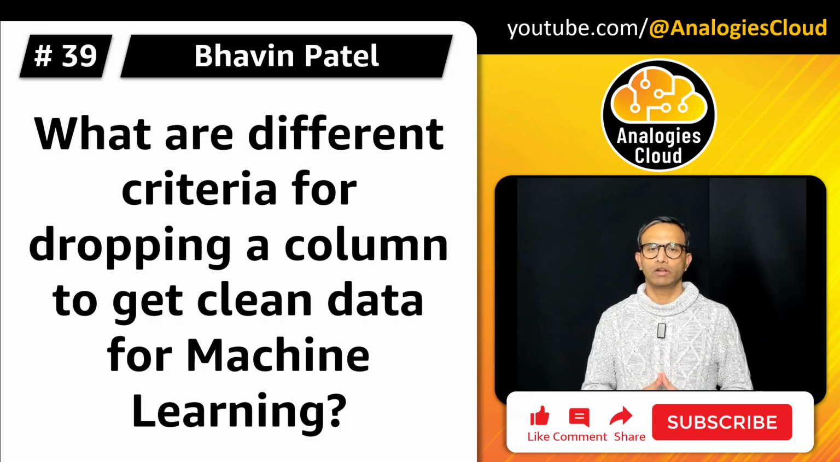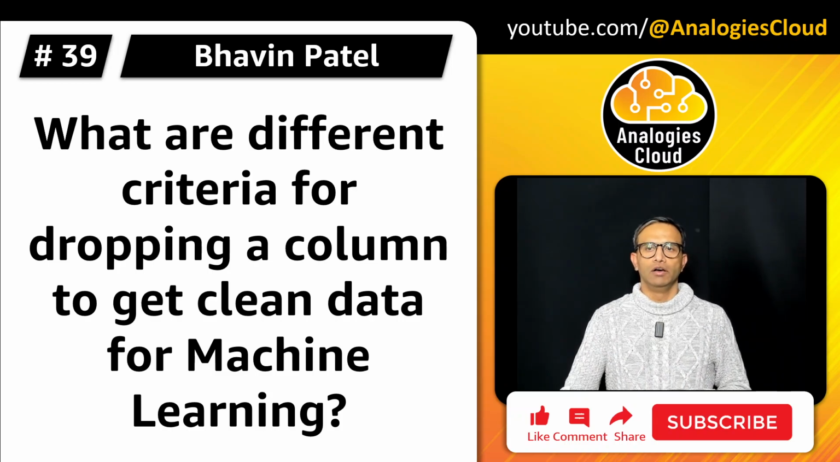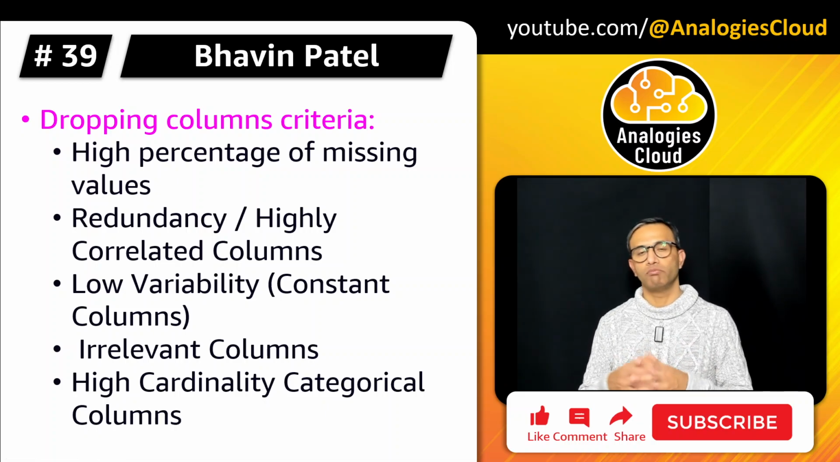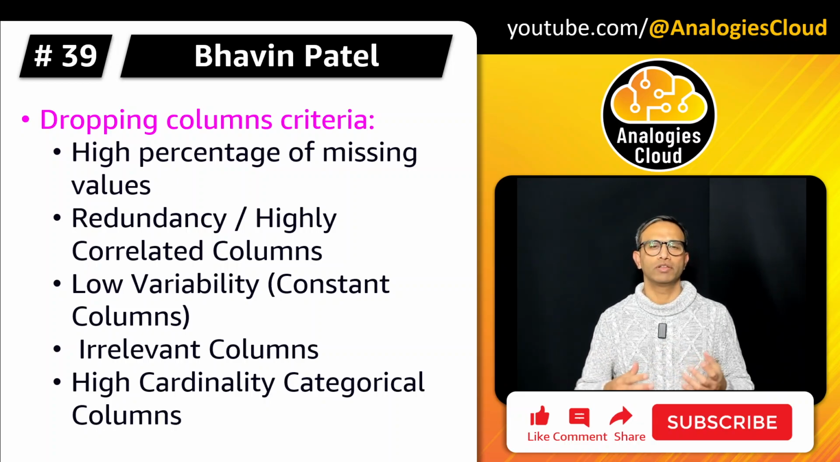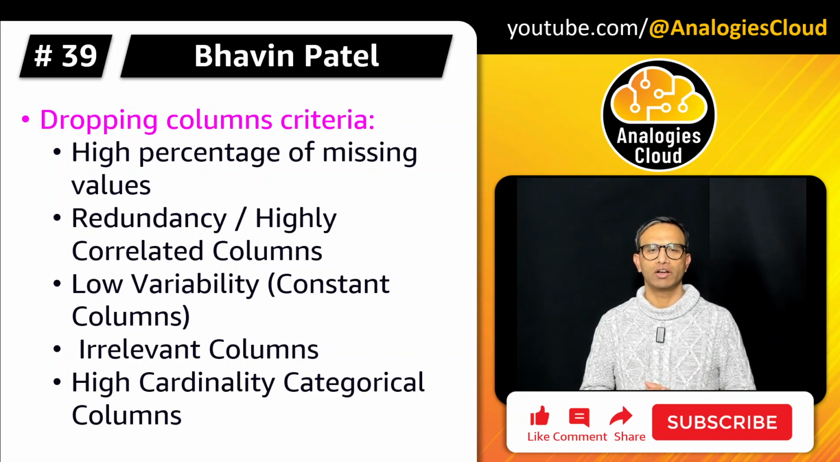Bhavin is asking, what are the different criteria for dropping a column to get clean data for machine learning? There are multiple criteria you could use, and that can depend on your business, but some very common criteria you would see would be a high percentage of missing values in your column. More than 70% data is missing. What is the point of including that column in your data set?